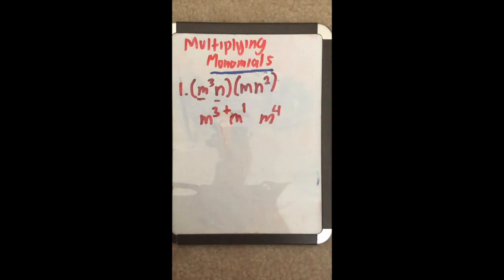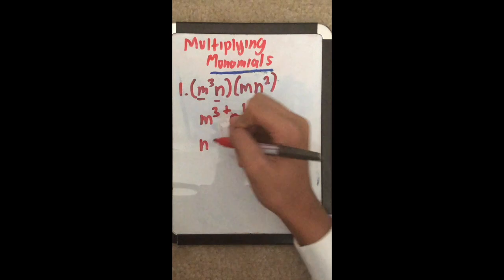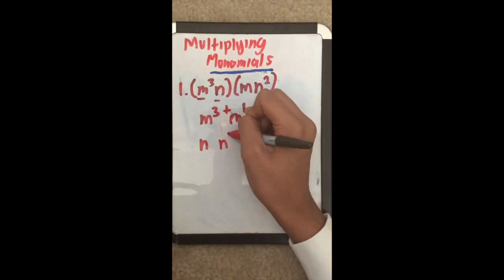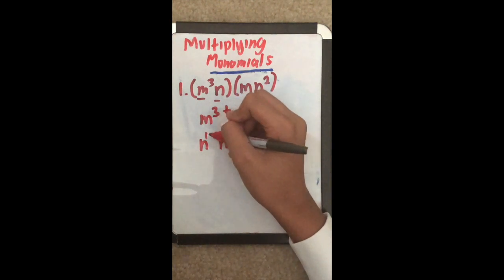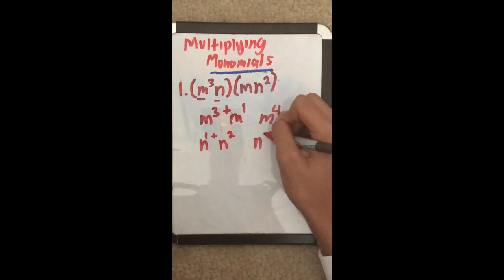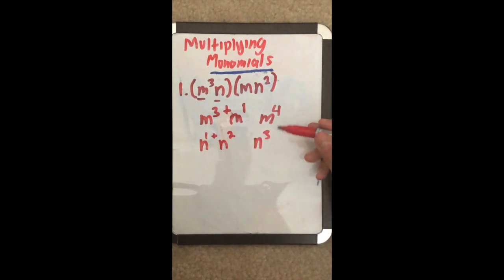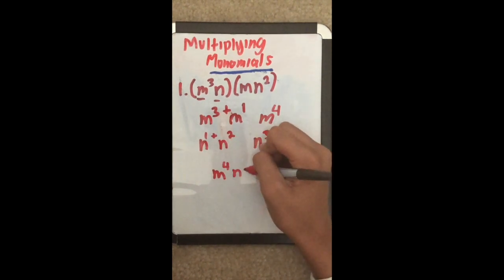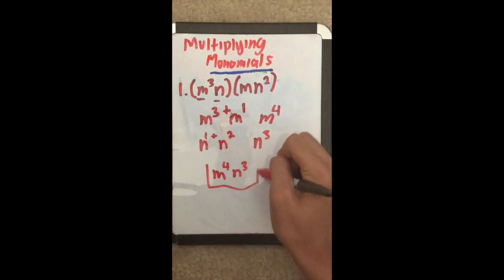Pretty simple, right? So now we want to do the n's. We have n and n squared. We add n to the power of 1, just like here, plus n squared, which is n to the power of 3. So now we basically have our answer, but we want to put it in alphabetical order. L, M, N. So M comes first, then N. So you want to write m to the 4, n to the 3. That's your answer right there.